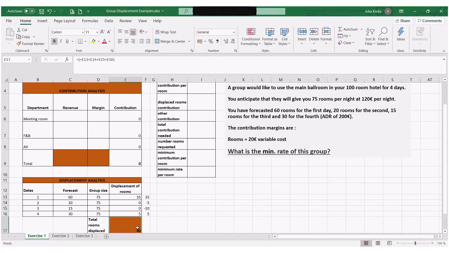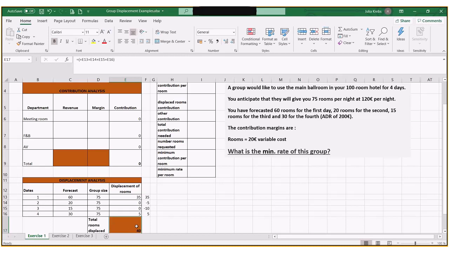So in total, we know that if we accept the group for 4 nights and our forecast does not change, we need to displace in total 40 rooms. So again, we cannot accommodate 40 transient bookings. Now we're going to find out if that makes sense for us, if it's okay for us to take this group and still make money if we have to displace those transients.